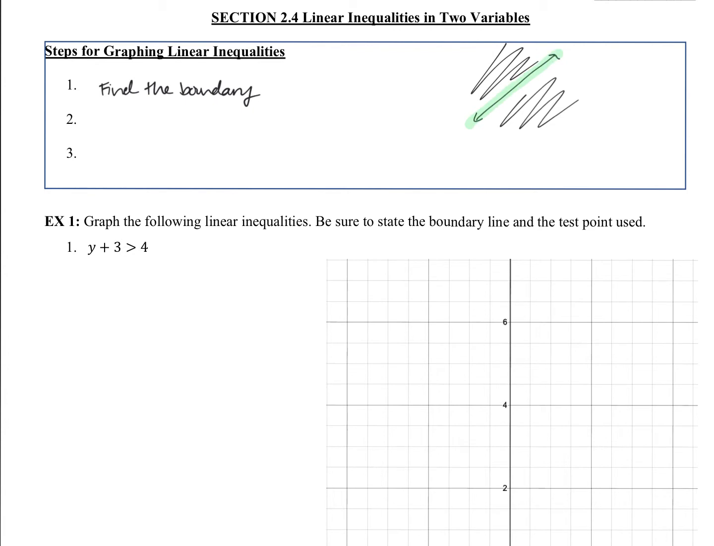And then the next thing you're going to do is you're going to find a test point. You'll pick a test point from either side and determine if it works with the rule or the equation that you have, the inequality that you have. And from there, you'll determine which side to shade. So the last thing you'll do is you'll shade the correct side.